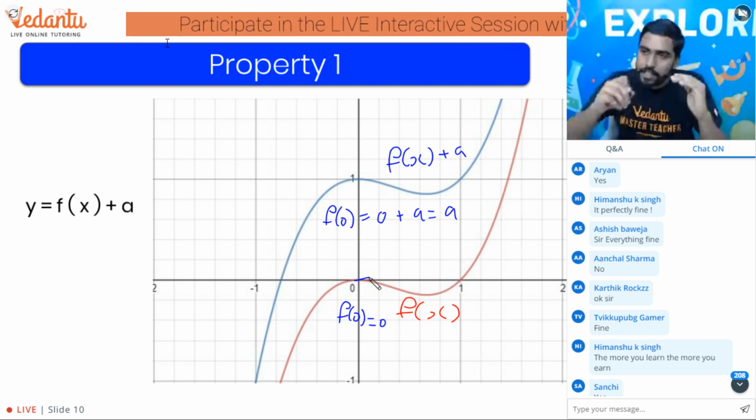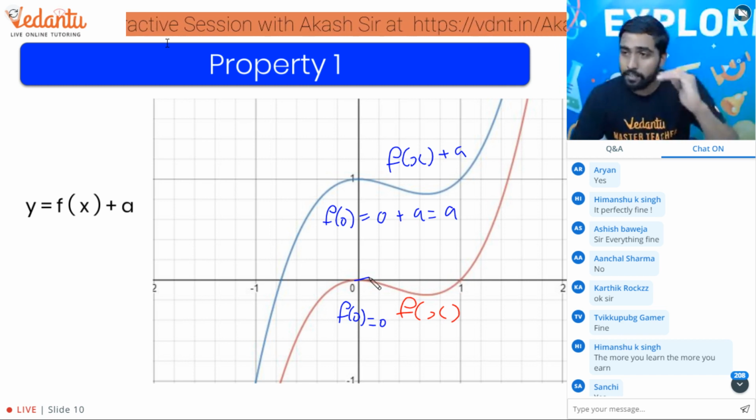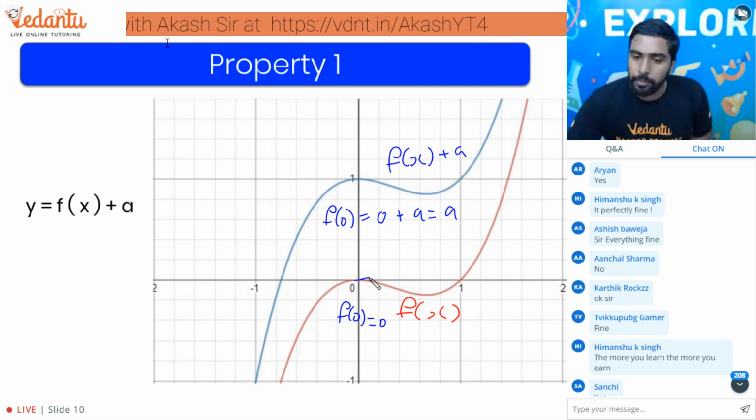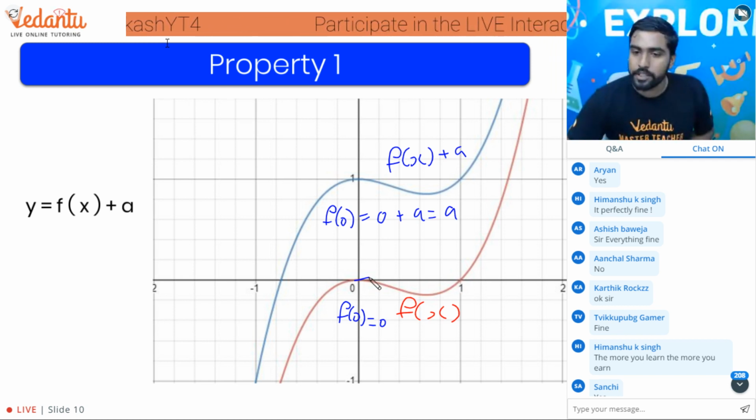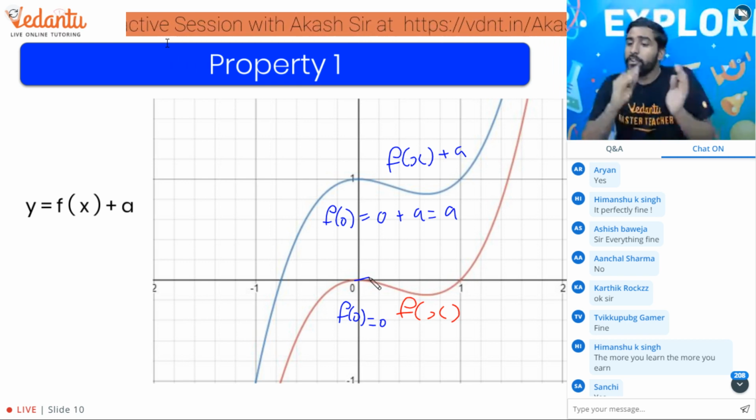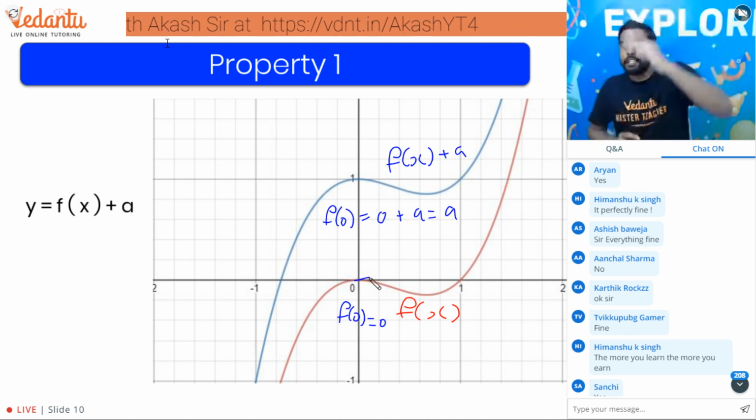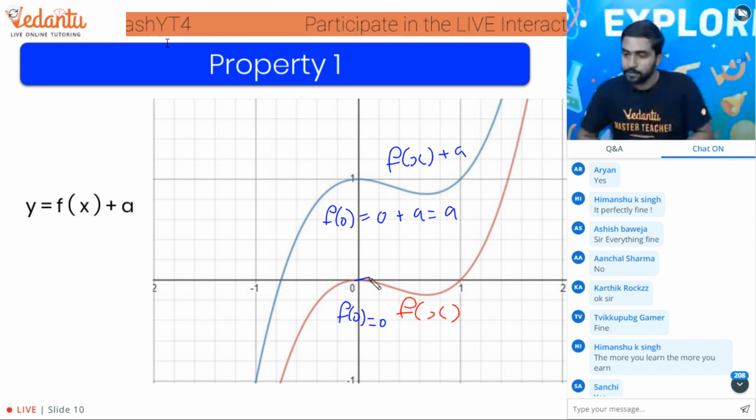Similarly, at each and every single value of f of x, you will be able to see that your graph is increasing by a units. So this is a units that is increasing for each and every single value of f of x. So every single value, it will increase. All right, so this is how you get the graph of f of x plus a.